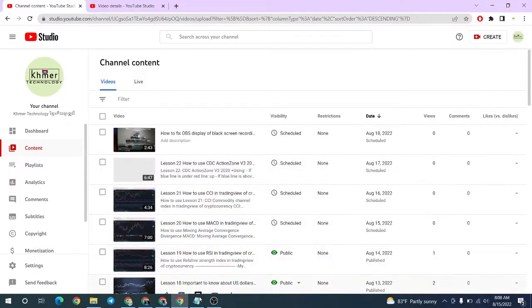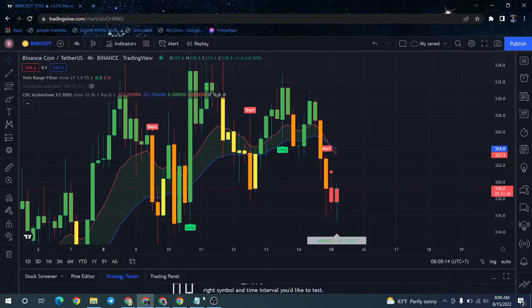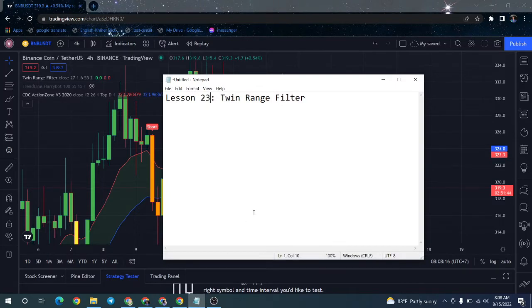Hello guys, today we are going to study the next lesson, which is lesson 23, about the Twin Range Filter. It is simple, this indicator is simple.